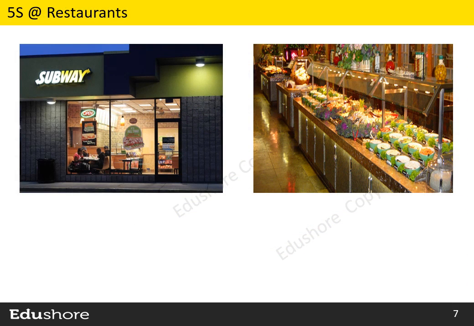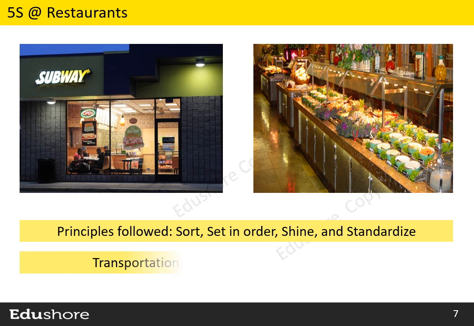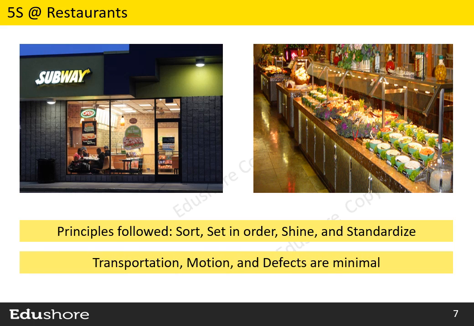Now, let us have a look at how 5S is being practiced in various industries. Let us first consider the restaurant industry. You may observe how the food items, supplies, utensils, and other items are placed so conveniently and orderly in restaurants. We can say that the following principles of 5S are followed in restaurants: sort, set in order, shine, and standardize. And we see that transportation, motion, and defects are minimal.